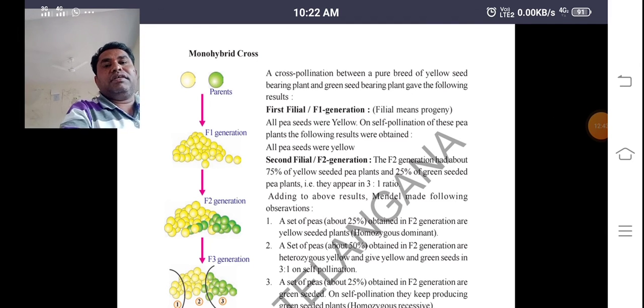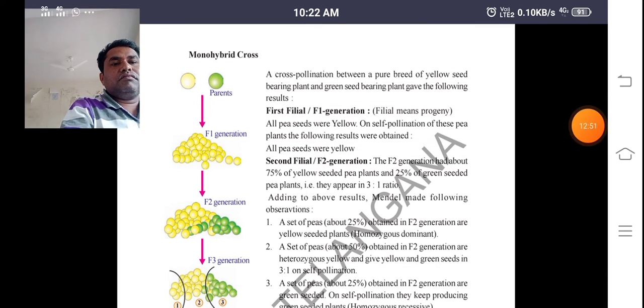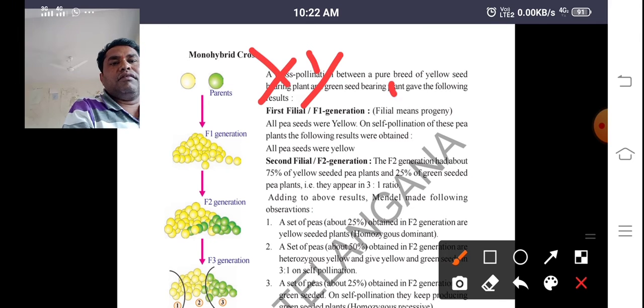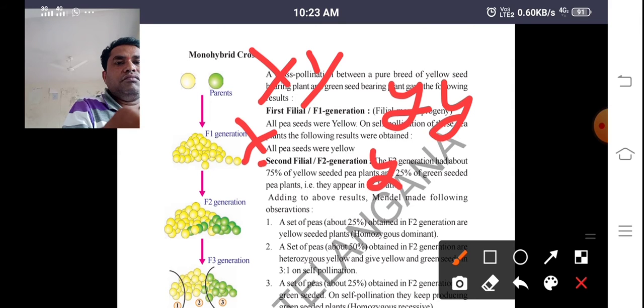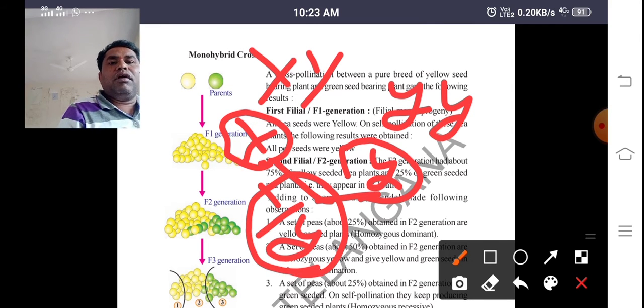Imagine, now I will draw the side here. Capital Y, small y. These are the monohybrid cross parents. When we take the gametes, these are the gametes when we cross capital Y, small y. So in the F1 generation, totally all are yellow seeded parent progeny.